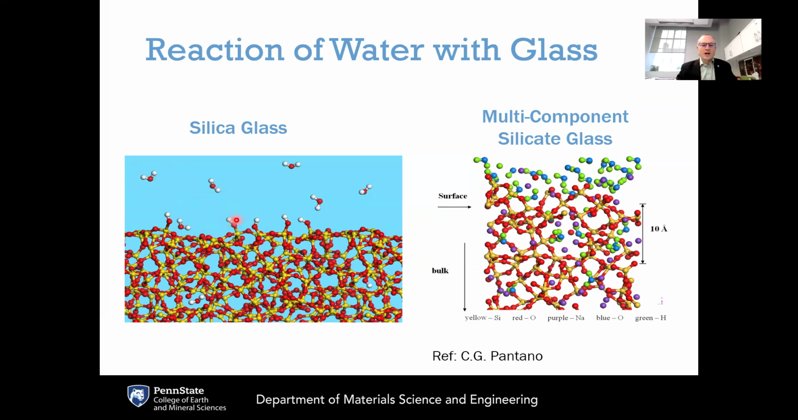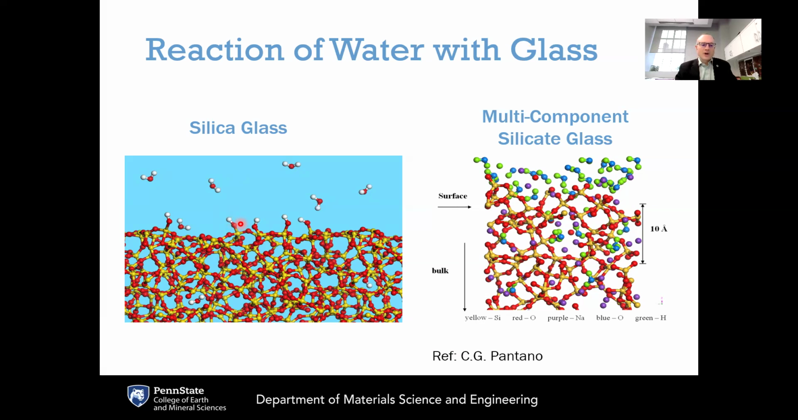Those OH groups bond to dangling bonds on the glass surface, and they can form these silanol groups. So it would be a silicon bonded to an oxygen, bonded to a hydrogen. That is a silanol group. And this is chemisorbed because there was a chemical reaction between the water molecule and the glass surface.